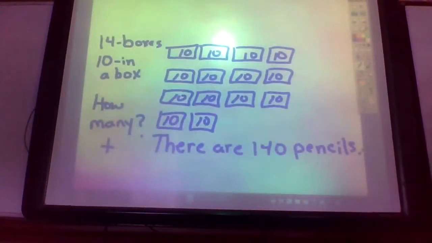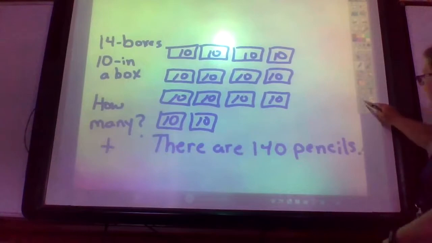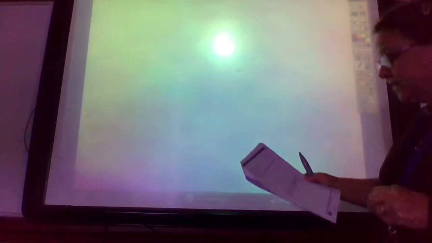Number two. Let's see what number two tells us to do. Okay. Problem set number two. It says, the principal wants to have 300 pencils for the second graders for October, November, and December. How many more boxes of pencils does he need? Explain your answer using words, pictures, or numbers.